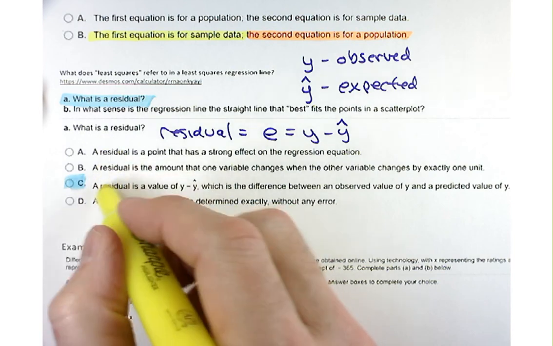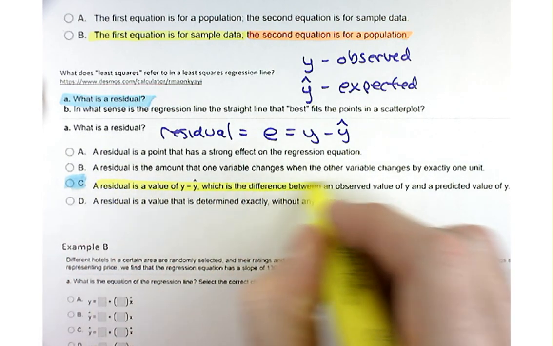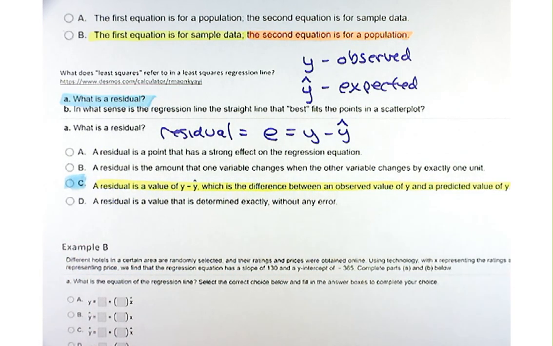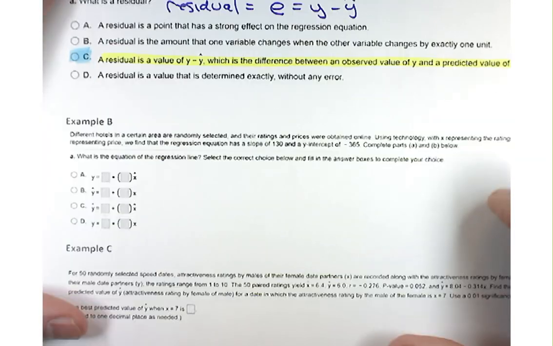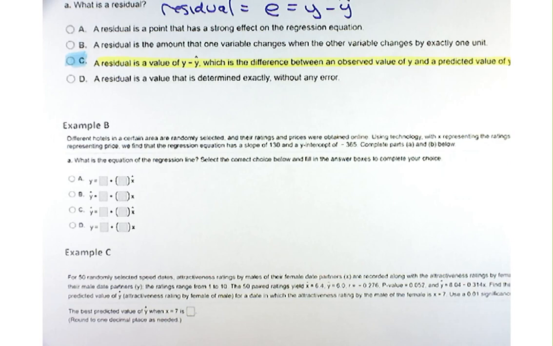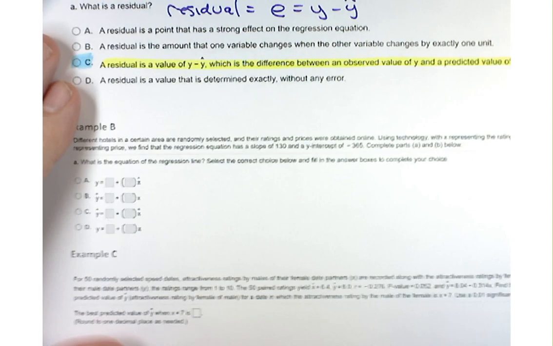Residual value is the value of Y minus Y hat, which is the difference between the observed and predicted values. So that one is our residual. All right. Are we okay with that? Yes. All right, thank you. Let's move on down to example B.